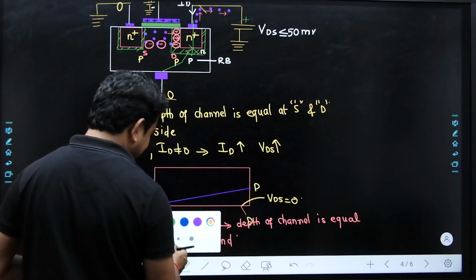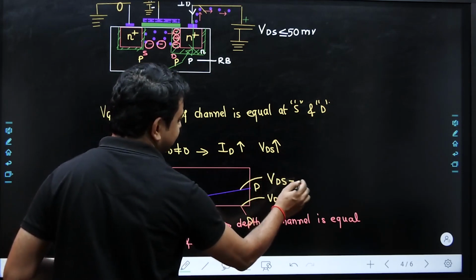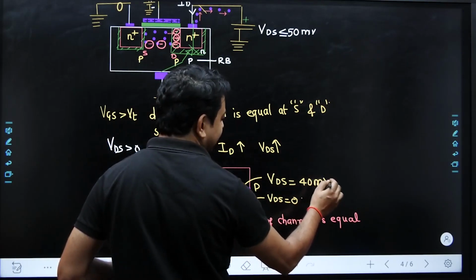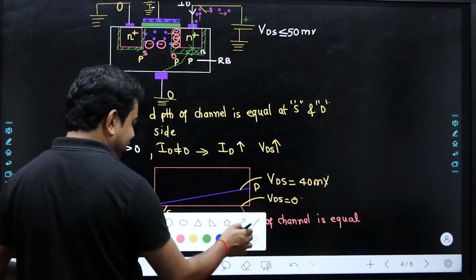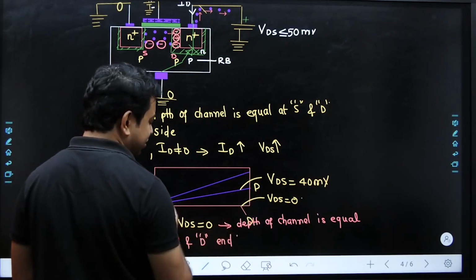At this condition, we can say that we have increased the potential, that is VDS, suppose we are applying 40 millivolt like this. And if we increase the potential more, then the depth of the channel will be decreased more and more.